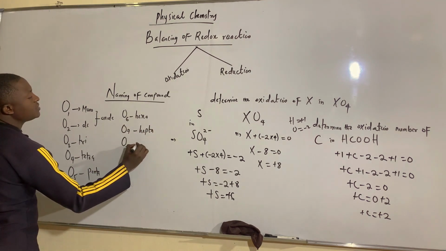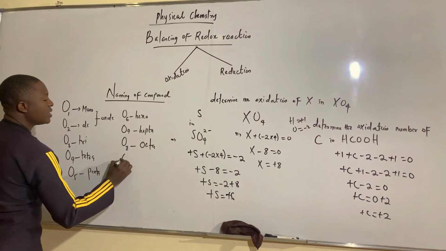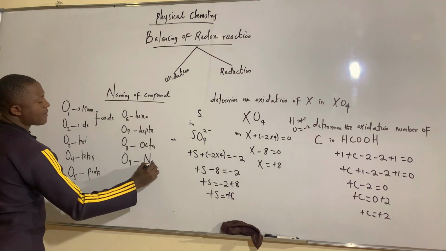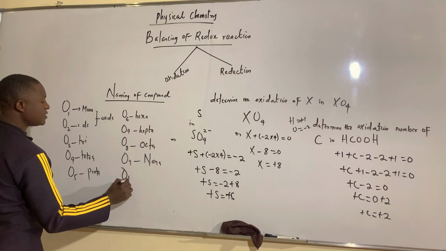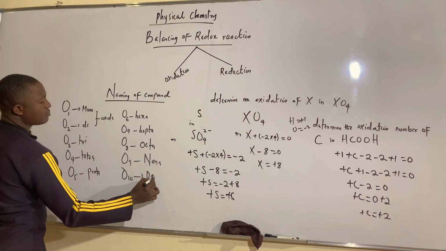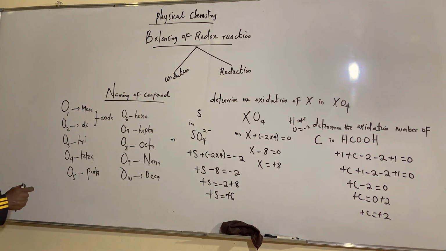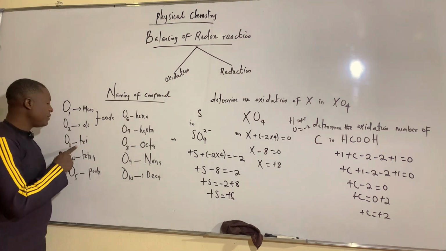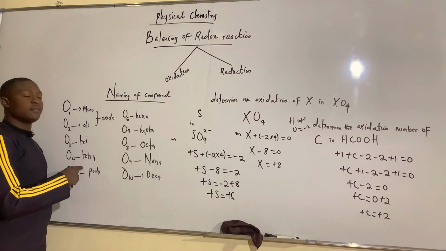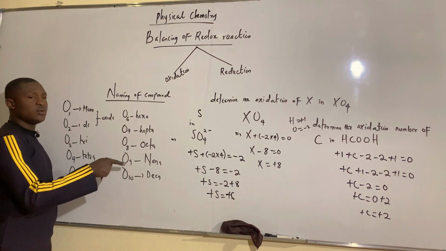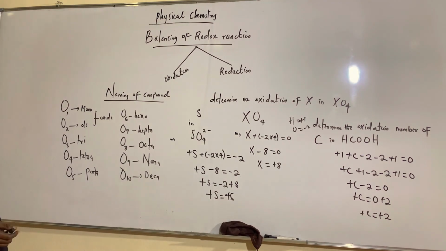When we have 8, that one is octa. When we have 9, that one is nona. And at the same time, if you have 10, that one is nothing but deca. So we have to know this one, please. 1 oxygen is mono, 2 oxygen is di, 3 is tri, tetra, penta, hexa, hepta, octa, nona, and deca. You'll be wondering what's all this?